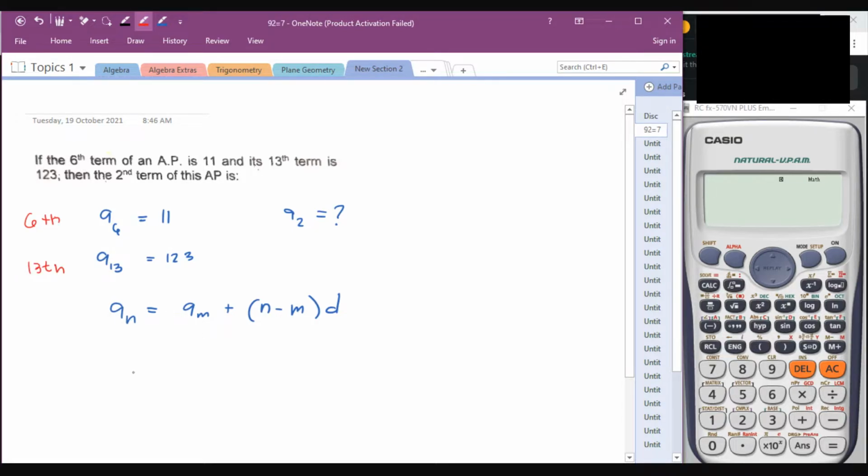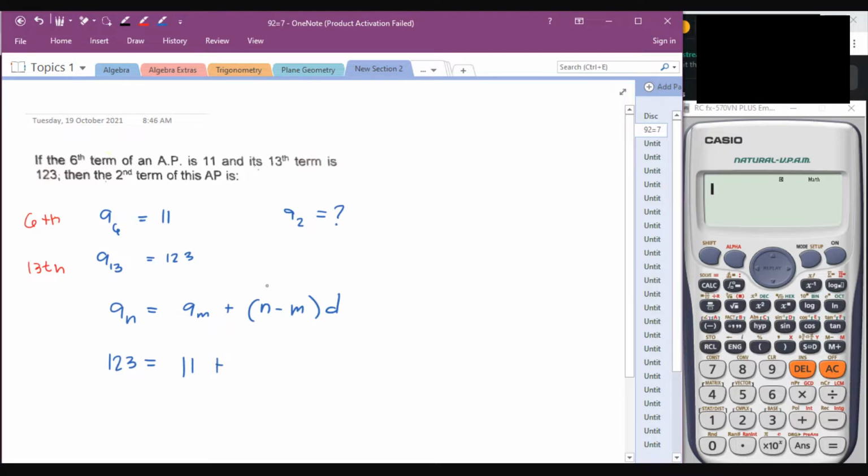So, A_n is 13. So, A13, meron ka dyan, 1, 2, 3. Okay? This 1, 2, 3, equal to A_n. What is A_n? That is the 6th term. Yan yung A_n mo eh. A to the 6th. Okay? A6 pala. A sub 6.